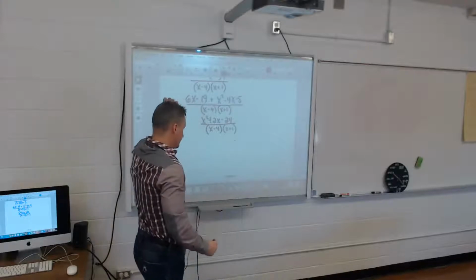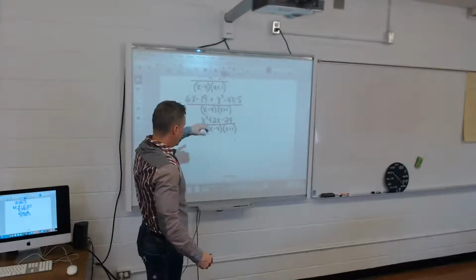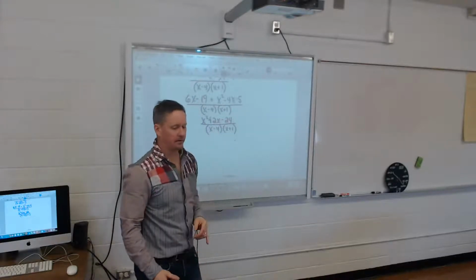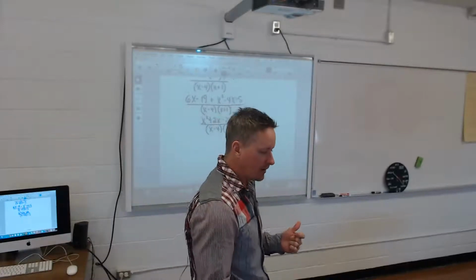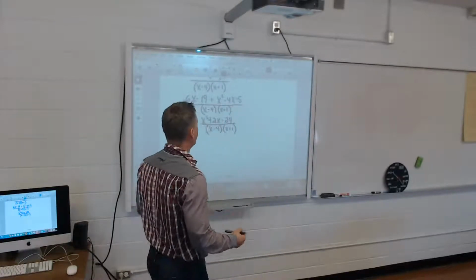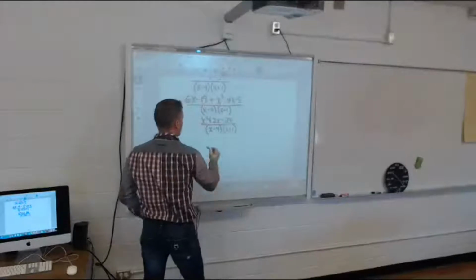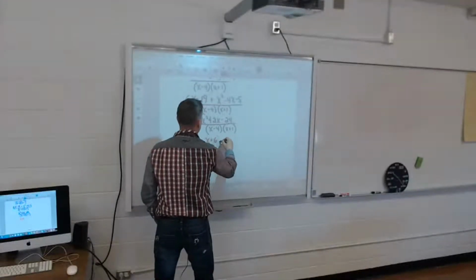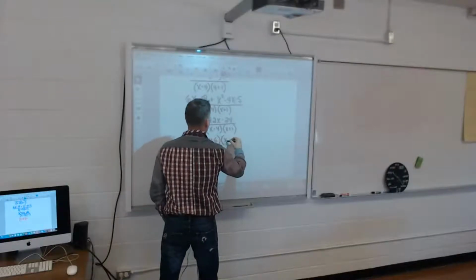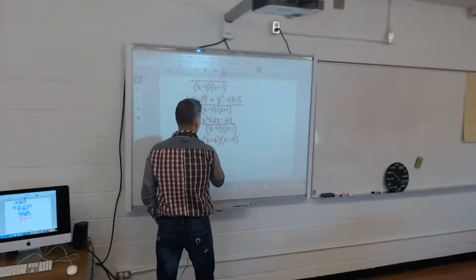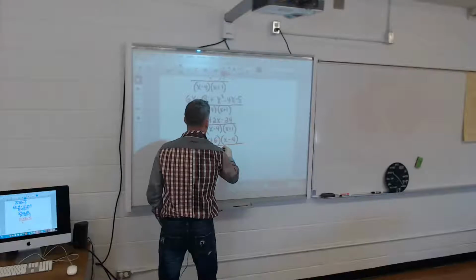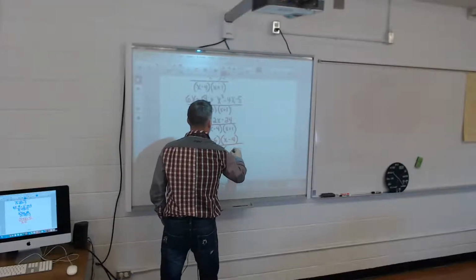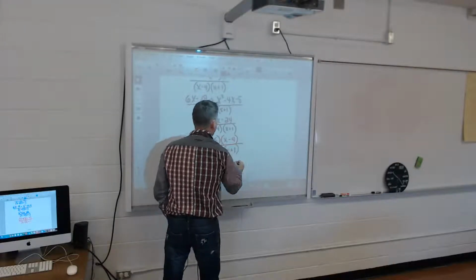Now here's the thing. I have to look at the top part. Now that I have another trinomial quadratic, I have to factor the top part. So it looks like I can factor it to x plus 6, x subtract 4, and all of that is over x minus 4, x add 1.